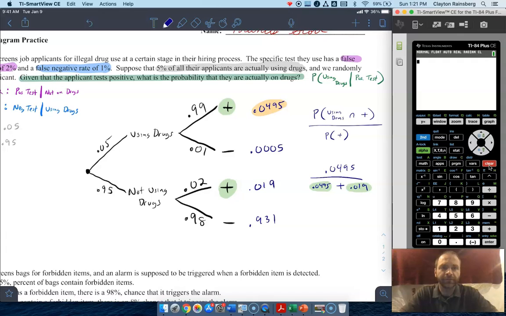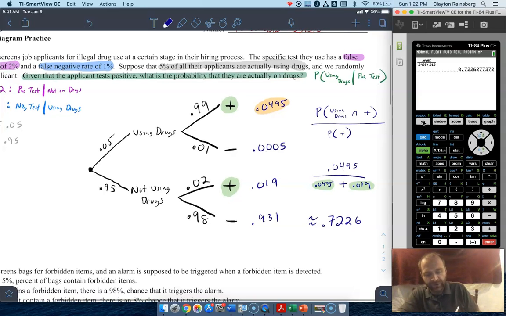So let's try this out. I'm going to do alpha y equals so I can type it in properly. I'm in classic mode, so let me go back for a minute. Let me hit mode, go to math print so I can do my fractions, and hit alpha y equals here. All right, so I get 0.0495 divided by 0.0495 plus 0.019 equals 0.7226. So approximately 0.7226. Now that is the answer to our question.